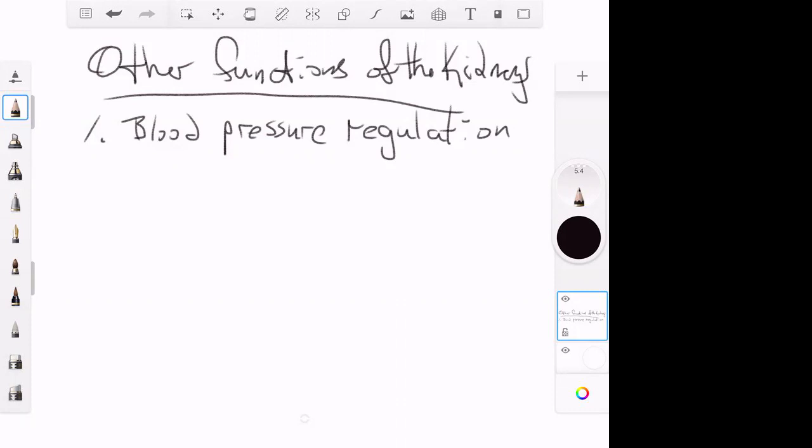And if you increase resistance, that means there's going to be a decrease in the size of a lumen, for instance, in an artery. If you decrease the size of the lumen, that's going to increase blood pressure. And then secondarily, it causes the release of aldosterone, which is then going to cause salt to be reabsorbed, causing water to be reabsorbed, and increasing blood volume. So in those ways, kidneys can regulate blood pressure.